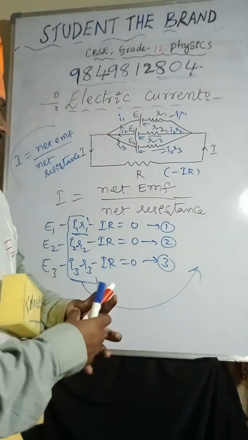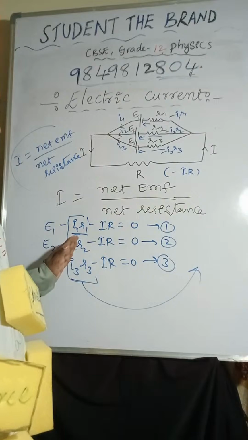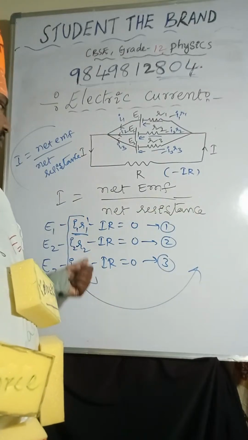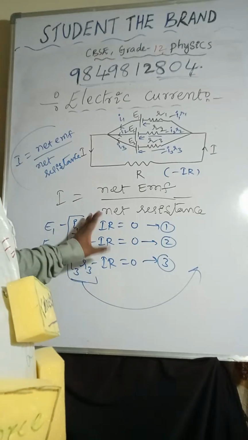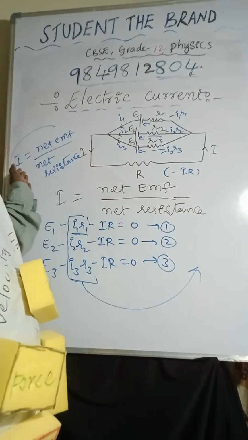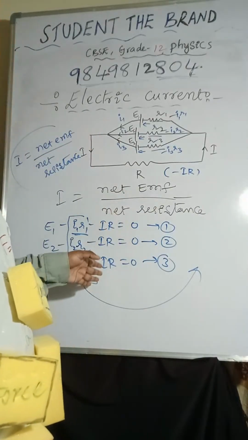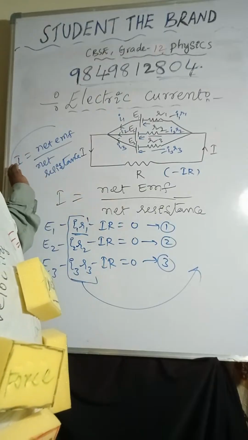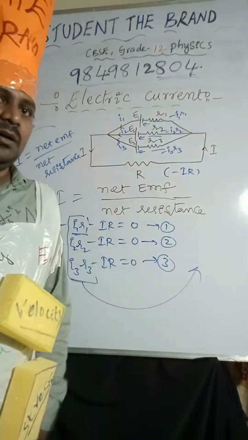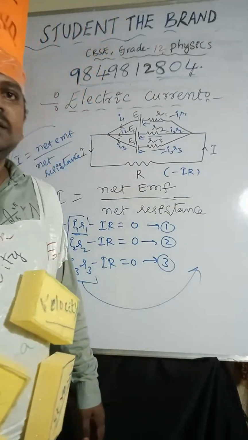I already explained it. Just take that time: I1, I2, I3 and R1, R2, R3. You take these terms to that side, so try to do it. I need the I value. Overall, the I value we have to find out. After getting this, it is net EMF by net resistance. So try to do it. I'm giving this one as homework.